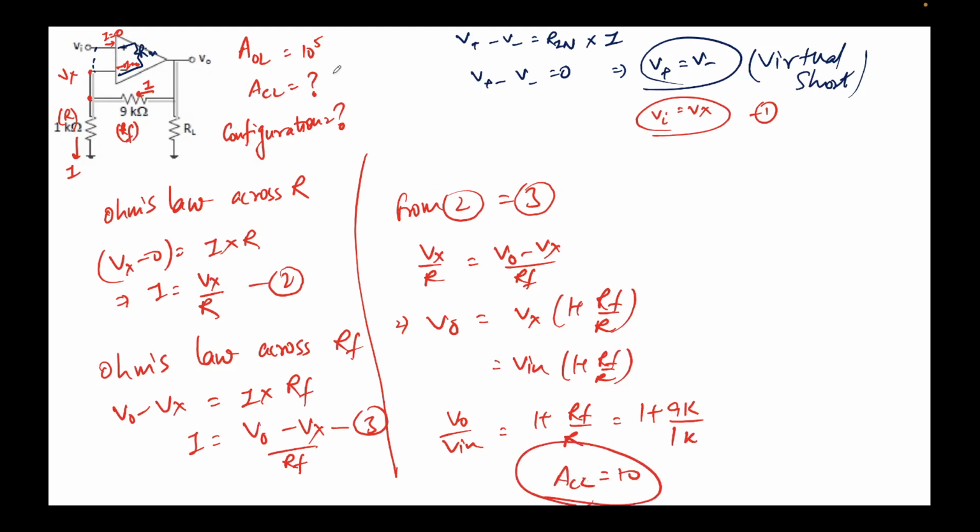Note that this is independent of the open loop gain. It only depends on the RF, the feedback resistor, and the resistor that's being used to dump the current, R. So it's completely independent of open loop gain. So anyways, we get the closed loop gain as 10.